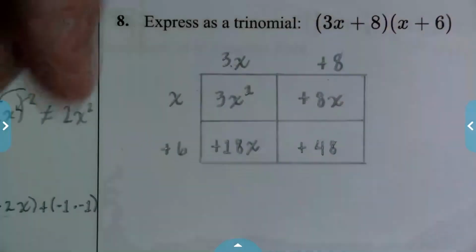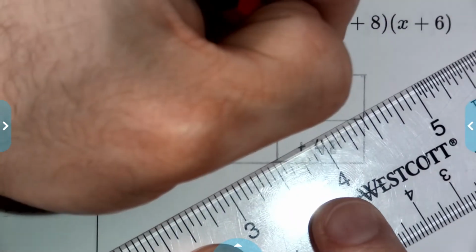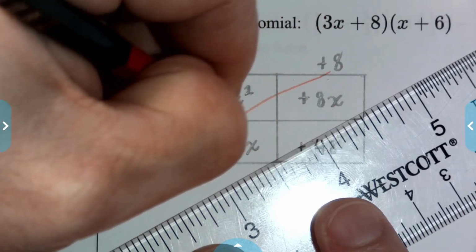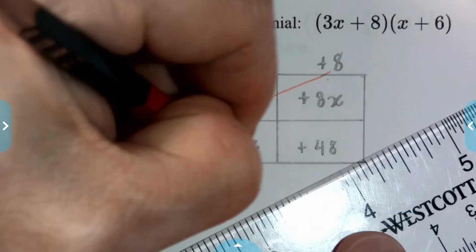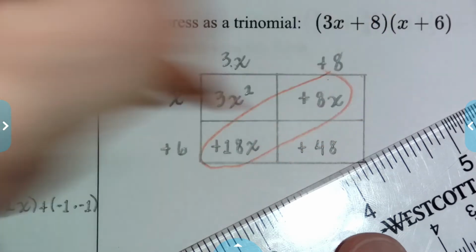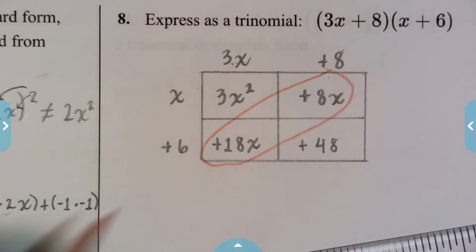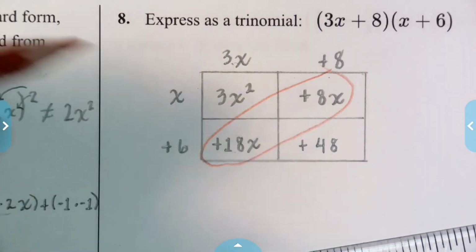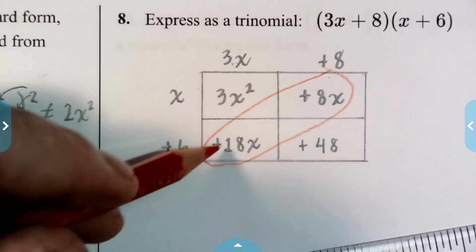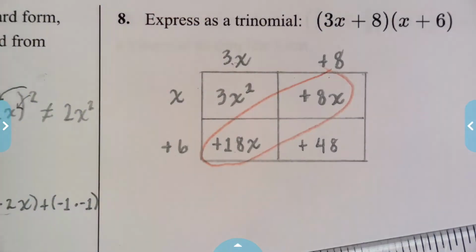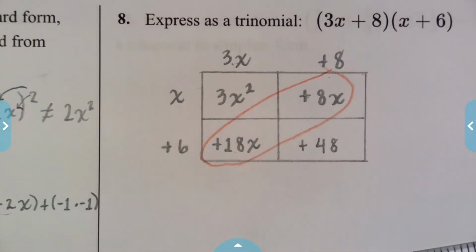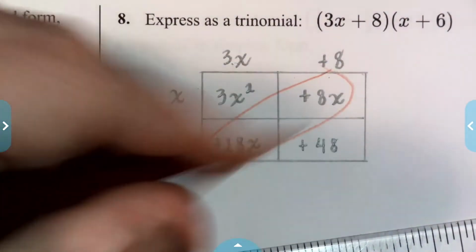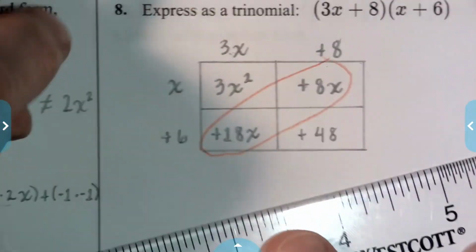Just like in the FOIL problems, we have these middle terms, the linear terms there in the middle, that combine. Okay? They're like terms. So 18 plus 8 should be 26, right? So when we get to that, we'll write 26x, since they're both plus.